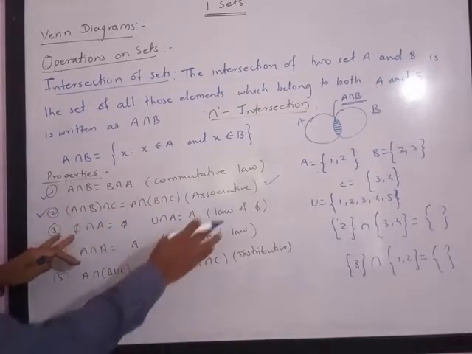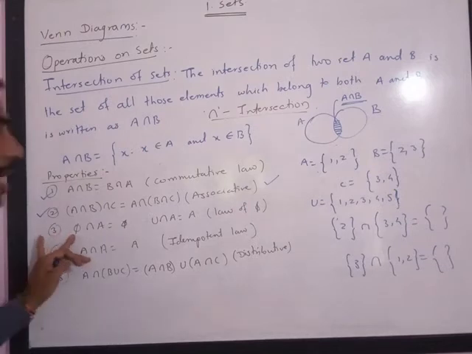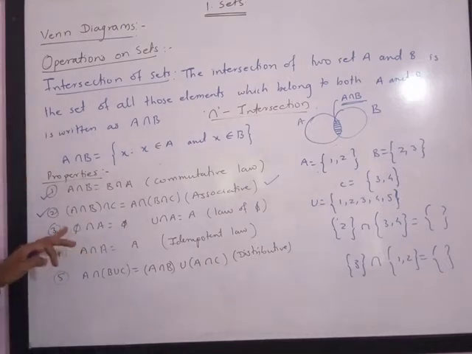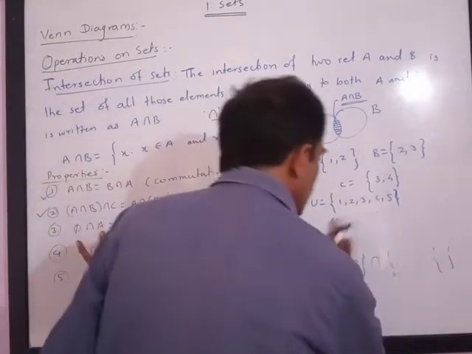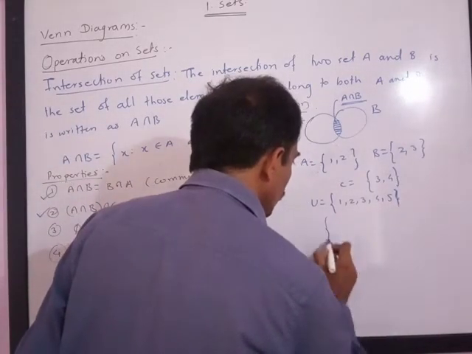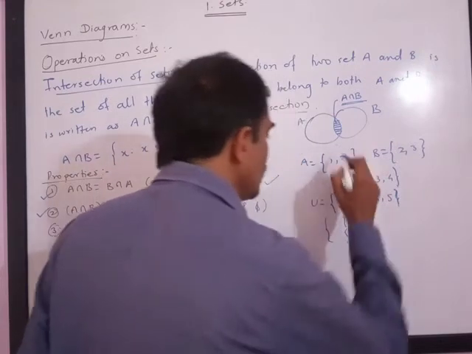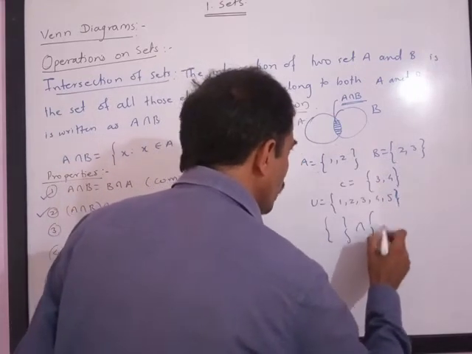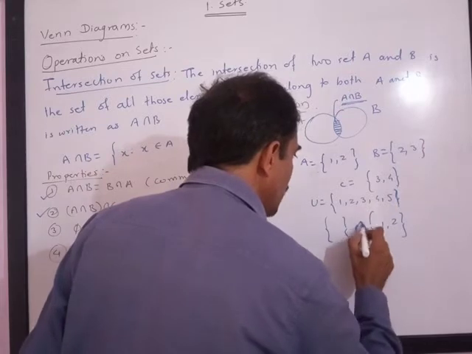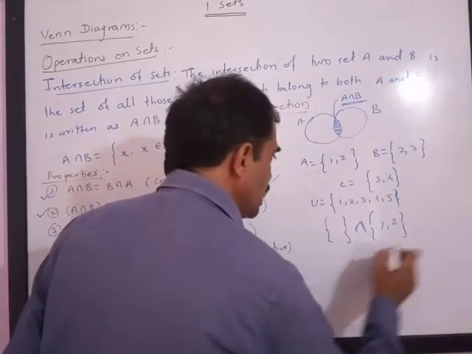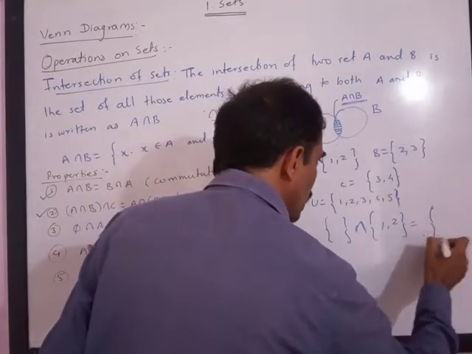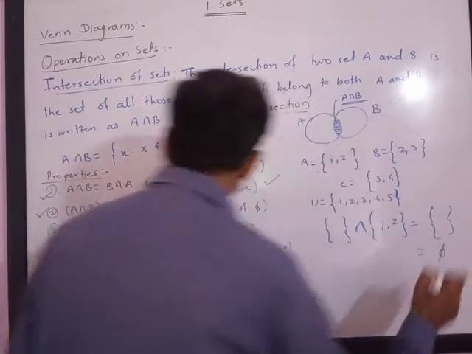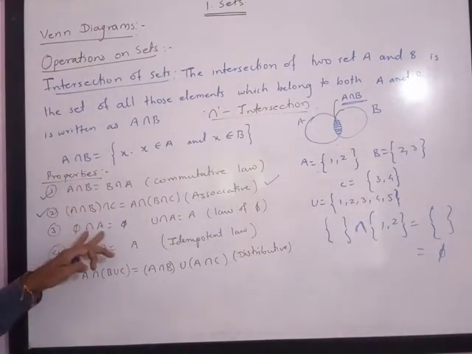Next is the law of identity, that is phi, the null set, intersection with A. If this is a null set and A is this set, 1 and 2, then the intersection has common elements to both, which are nothing. It means it is equal to the null set itself, that is phi. So we can say that phi intersection A is equal to phi.